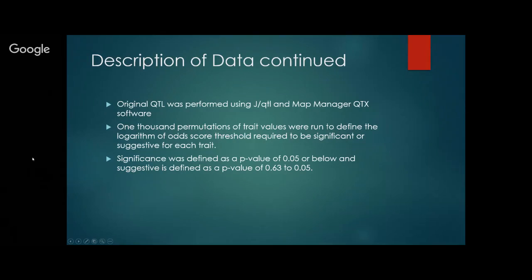So continuing, the original QTL was performed using JQTL and Map Manager QTX software. 1,000 permutations of trait values were run to define the logarithm of odds score threshold required to be significant or suggestive for each trait. So in the study, significance was defined as a p-value of 0.05 or below, and a QTL that is suggestive is defined as a p-value from 0.05 to 0.63. So not quite as strongly significant as a significant QTL.